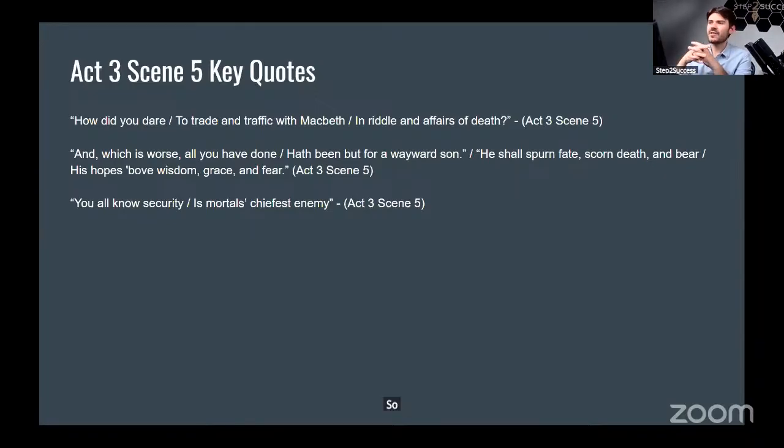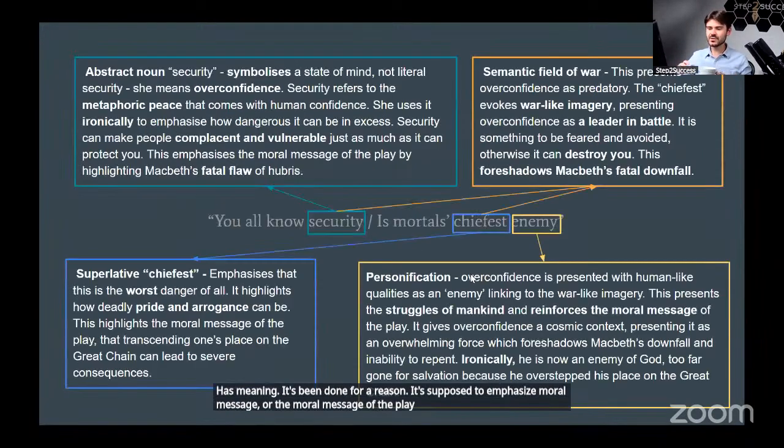So the idea is that this randomly introduced Hecate character has meaning. It's been done for a reason. It's supposed to emphasize the moral message of the play. So the quote that I picked out was, "You all know security is mortals' chiefest enemy." Let's begin to unpack this.